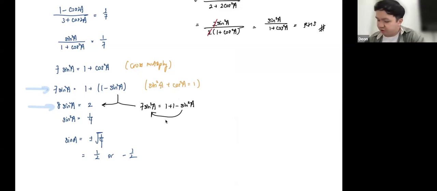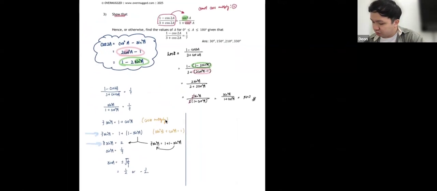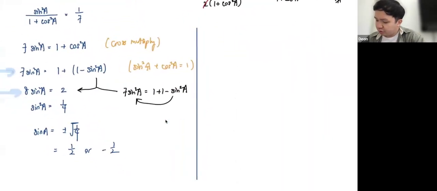Okay, so now this gives me two ratios to solve. Let me know if you're still not sure, I will explain again. So now I have two: sine A is half, or sine A is negative half.